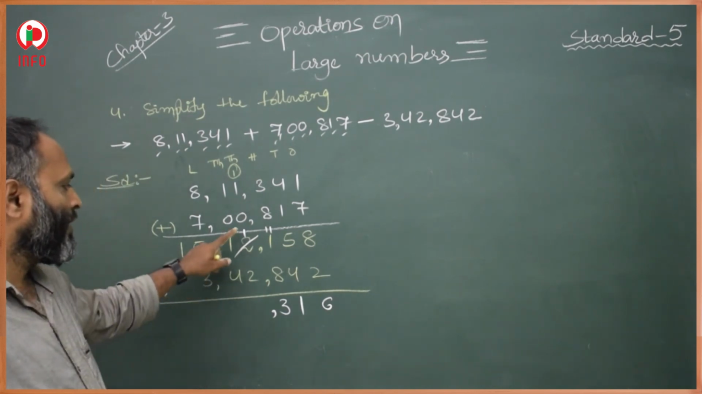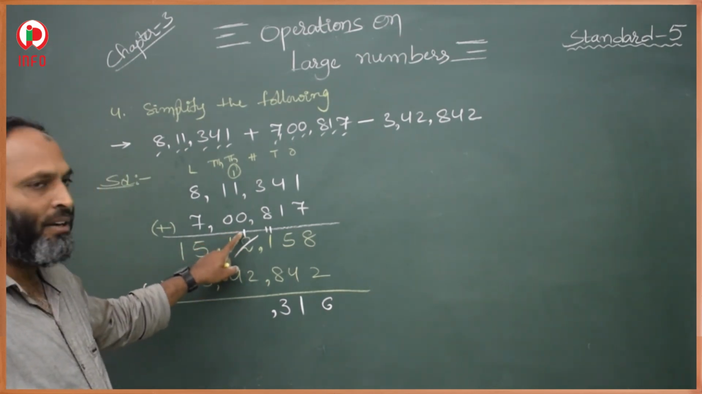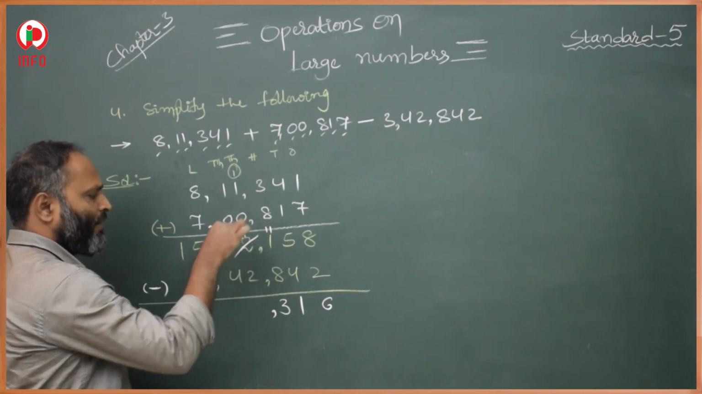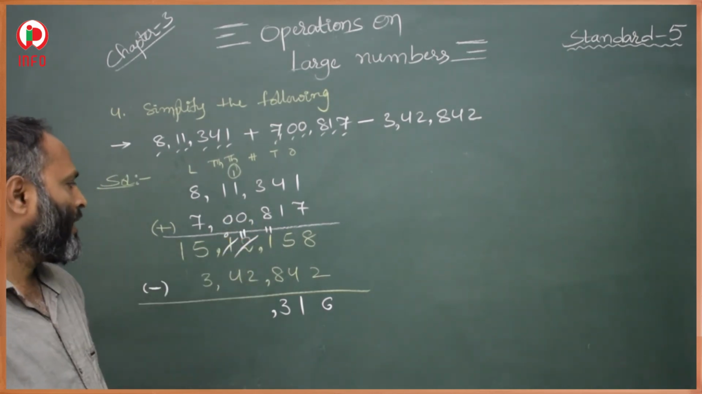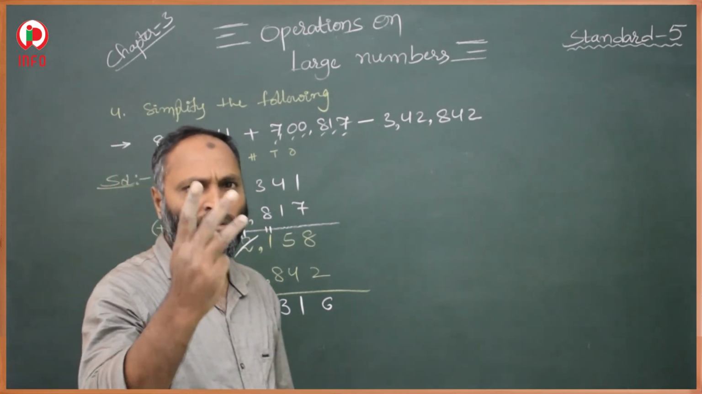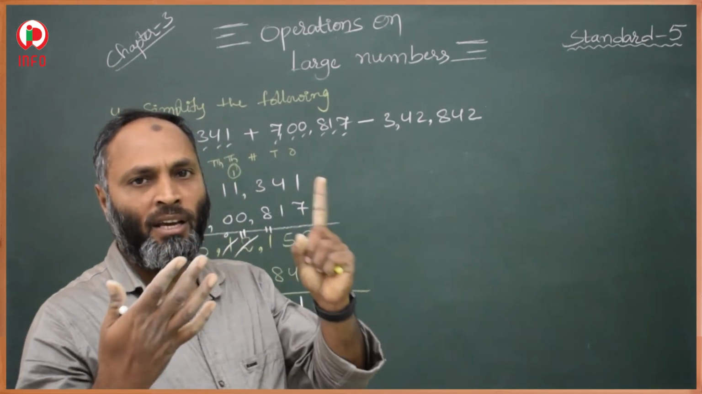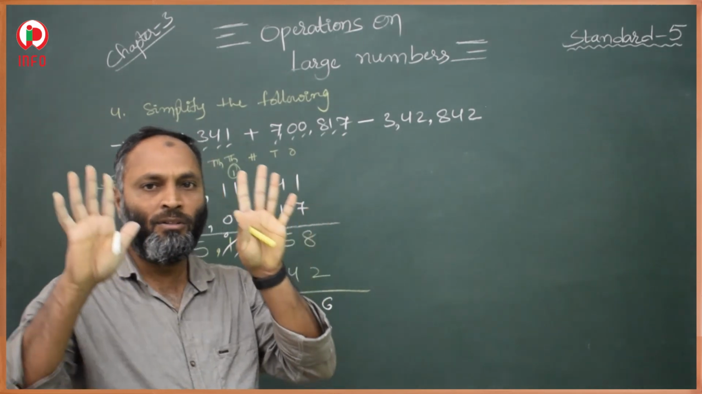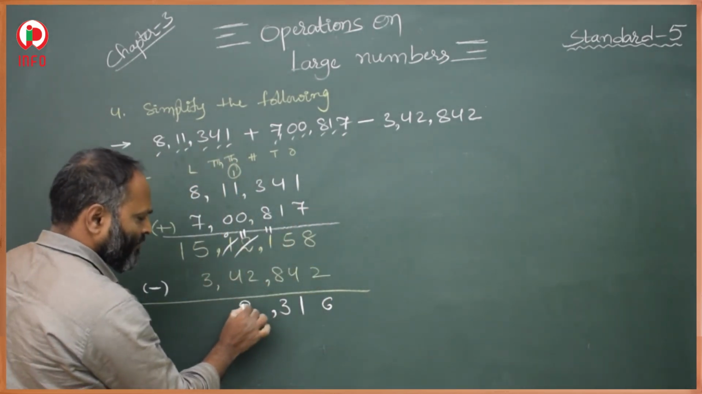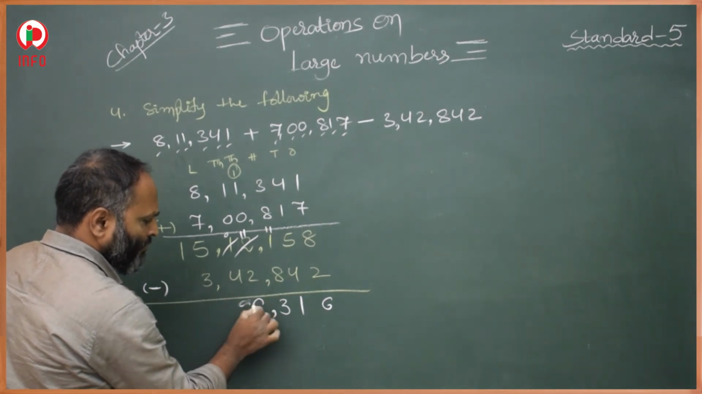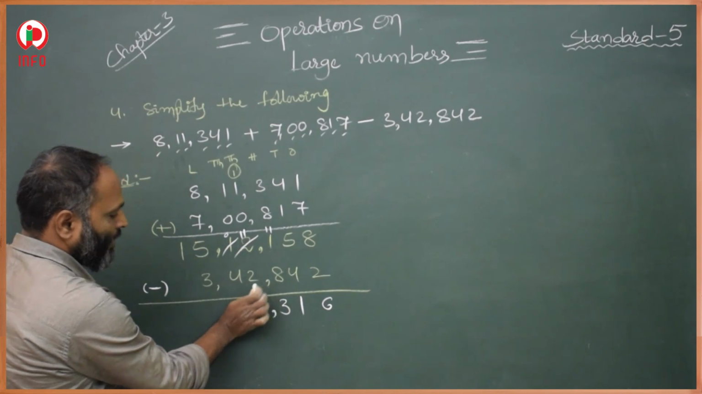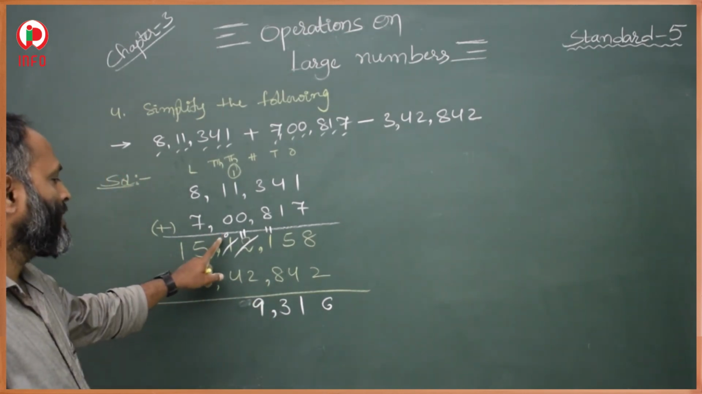And after that here 1 and 2, it is a less value. So again we borrow, so 1 becomes 0 and it is 11. 11 minus 2 means from 3 to 11 we have to count. 3, 4, 5, 6, 7, 8, 9, 10, 11, total 9. So here 9.